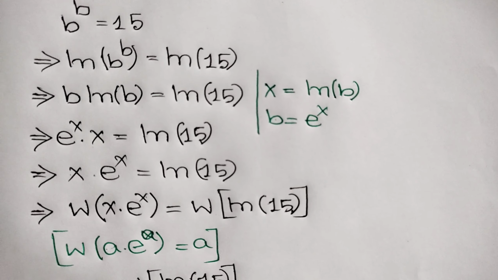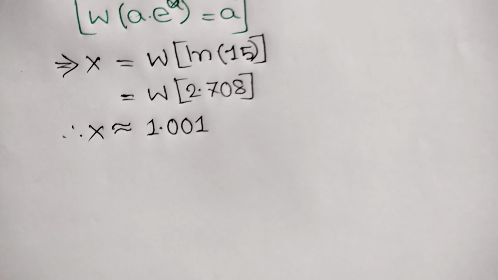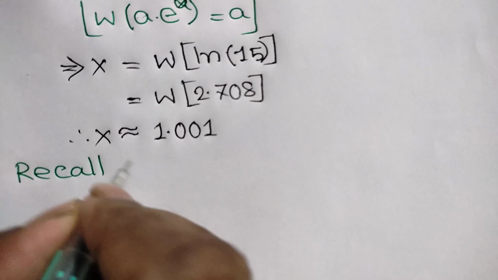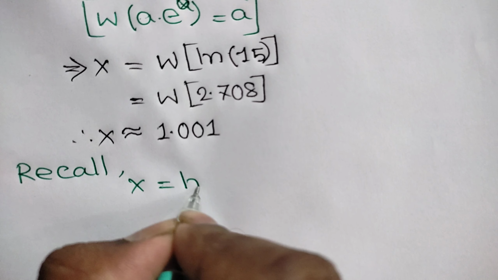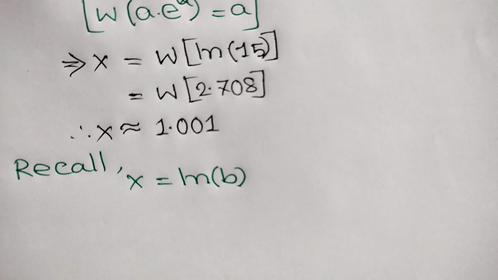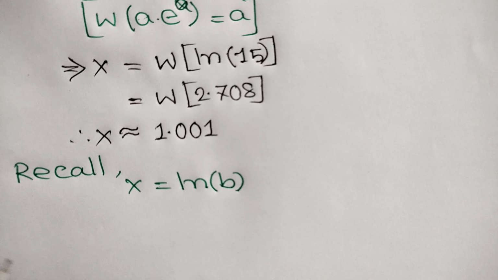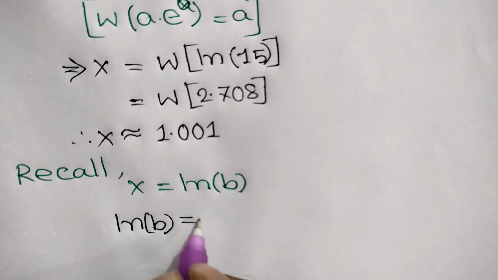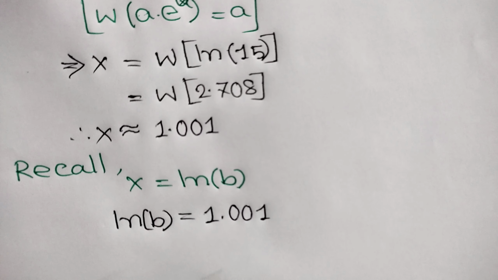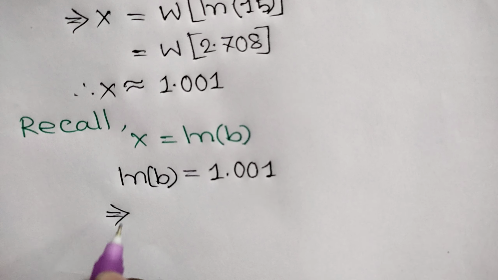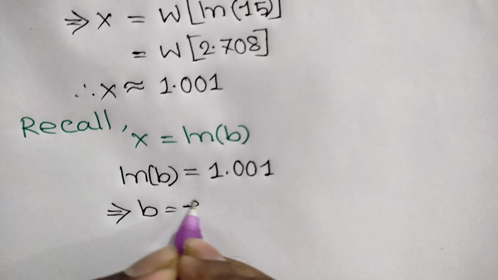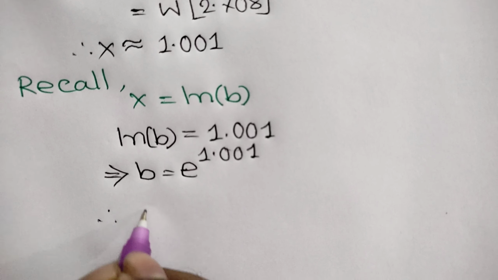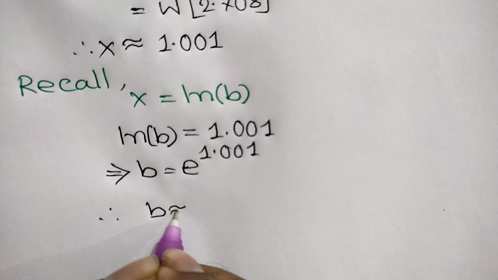Now recall x is equal to ln of b. So we can write ln of b is equal to 1.001, or b is equal to e to the power 1.001. So the approximate value of b is 2.72.